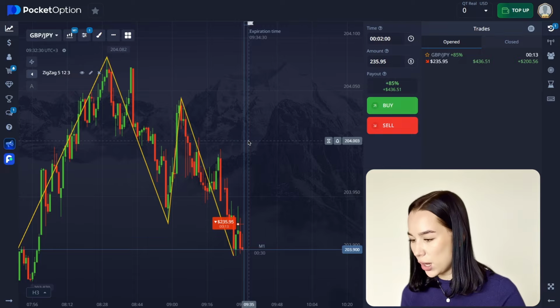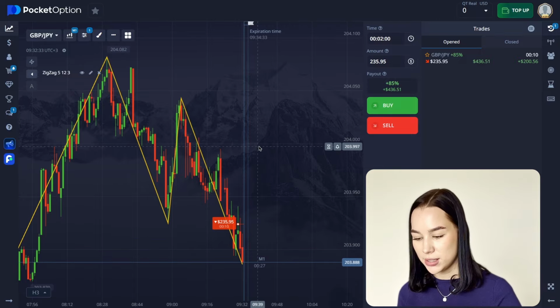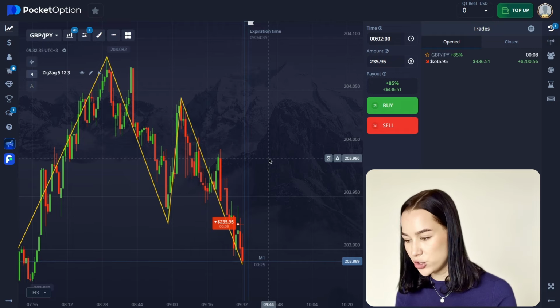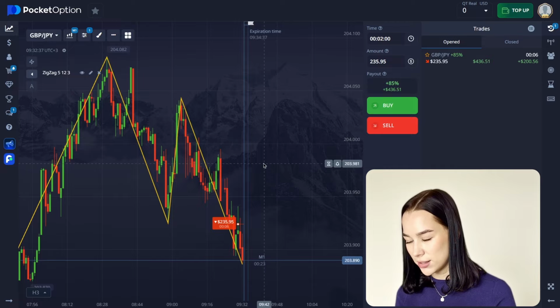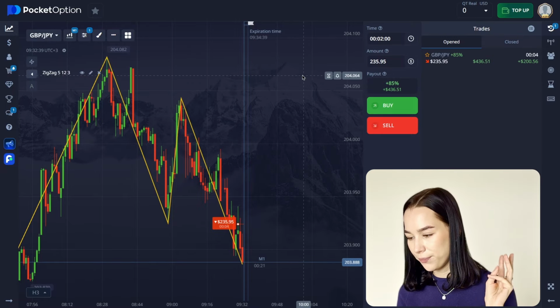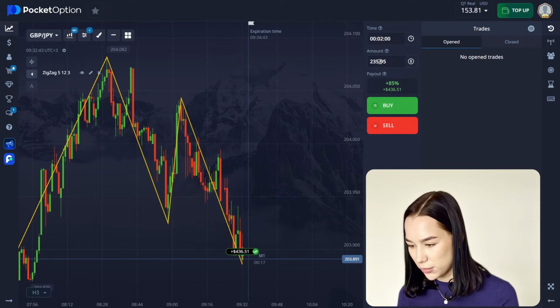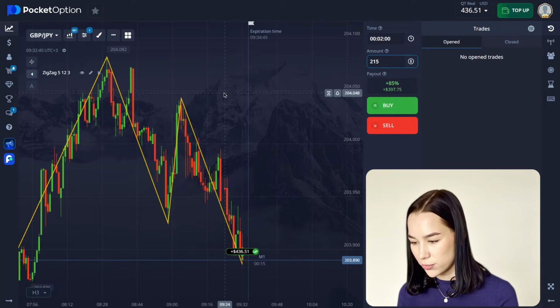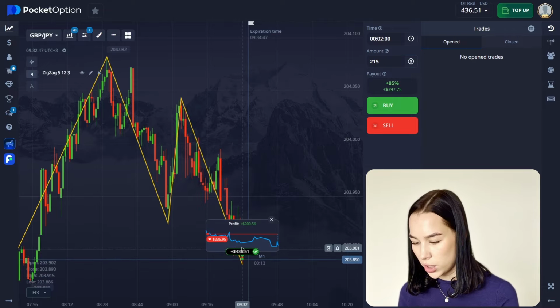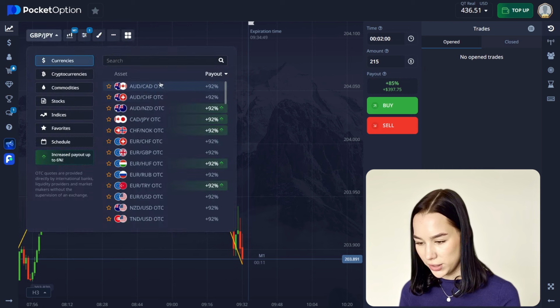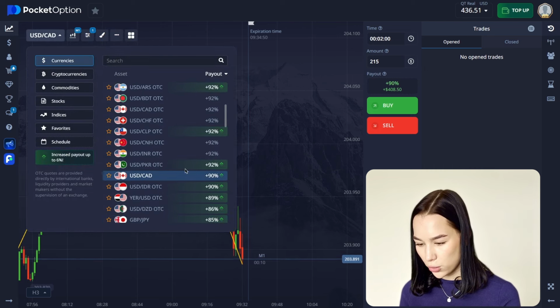So as you can see now, it's 11 seconds till the end of our trade. It's going really well. Oop, this zigzag changed a little bit. Okay, it's 7 seconds and 5, 4, 3, 2, 1, and we close this trade in a plus. Perfect. So we're gonna change our amount of money to 215, and we're gonna check out some other currency pair for opening a trade.